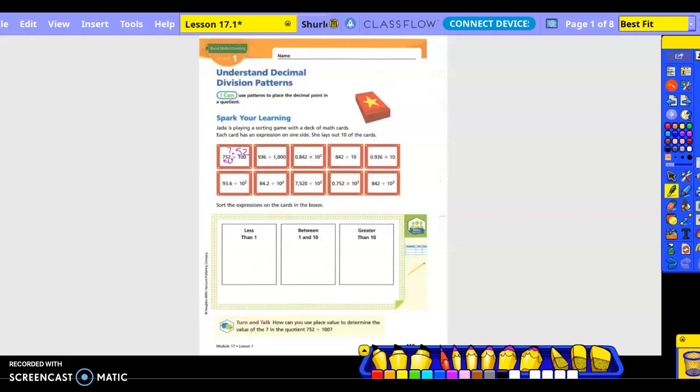So where would that go? So you would write 752 divided by 100 here.